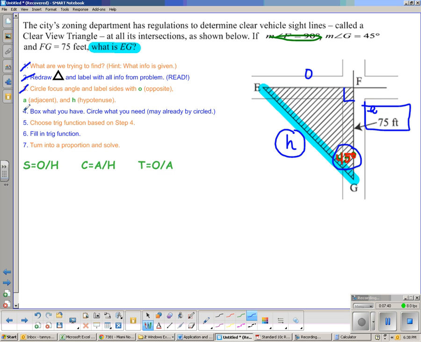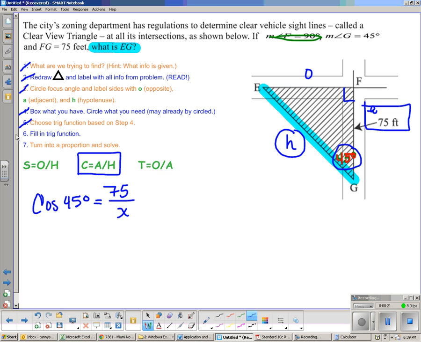Okay? So next, we're going to choose a trigonometric function based upon step 4. These two, this box and this circle. So I have A and H. A and H only can be found in the cosine function. So let me go ahead and cross that off. That's the one we selected. Now we're going to fill in the trigonometric function or ratio. So cosine of the focus angle, which happens to be 45 degrees, is going to be equal to A, which is 75 feet, over H, which is, we're going to put X there. We don't know what it is.